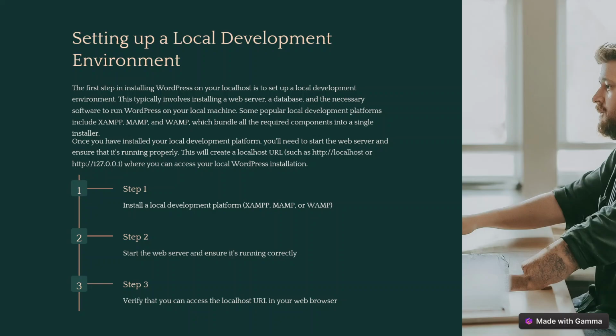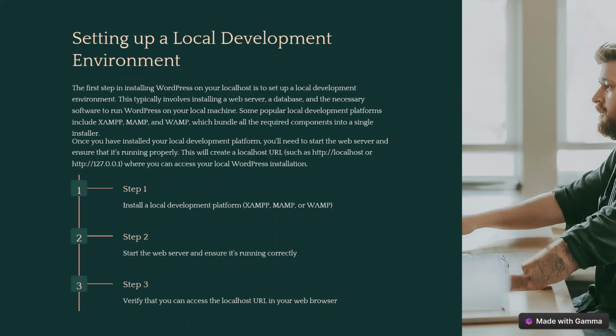Once we install our local development platform, we will need to start the web server and ensure it's running properly. This will create a localhost URL such as http://localhost, or we can just browse to http://127.0.0.1, where we can access our local WordPress installation.